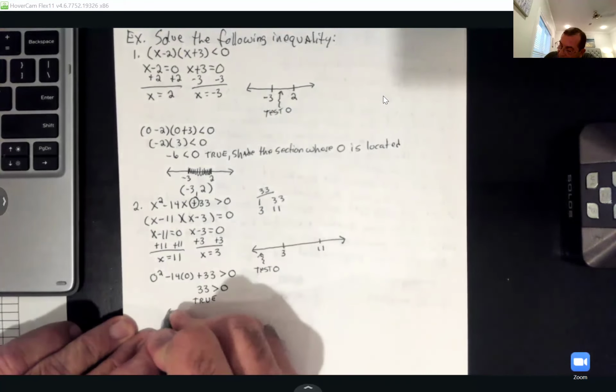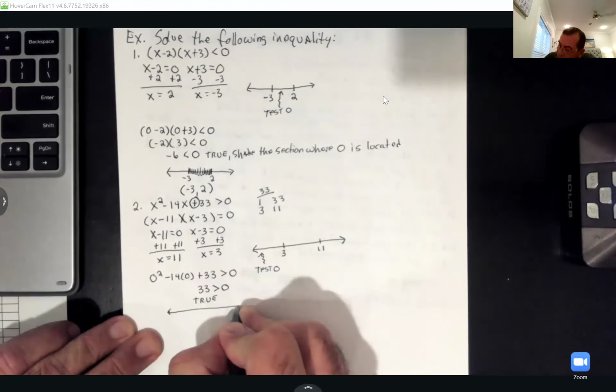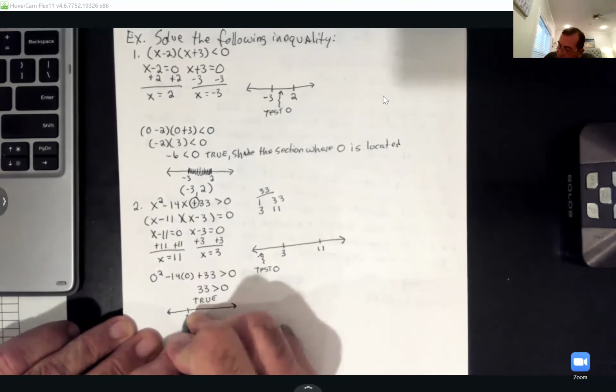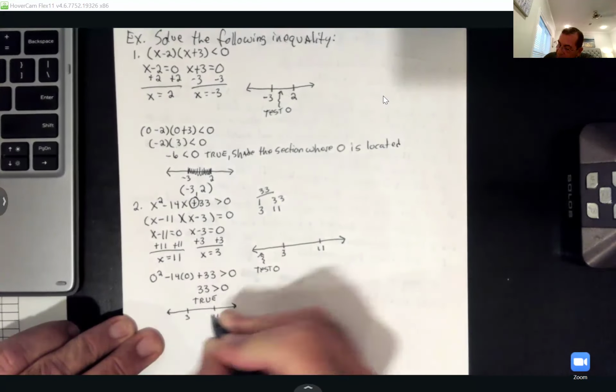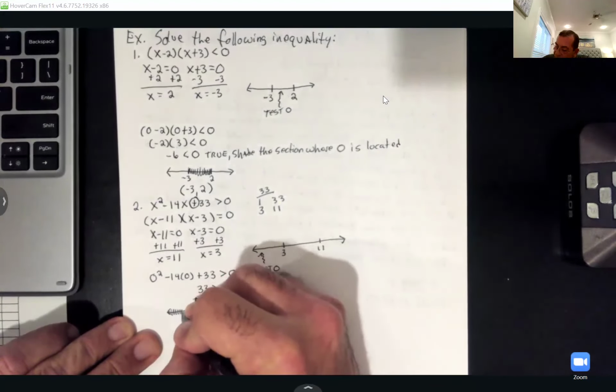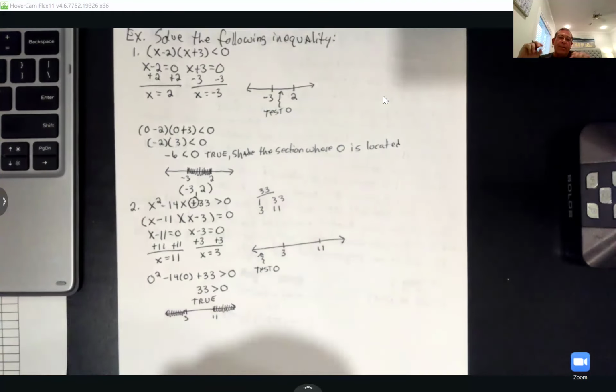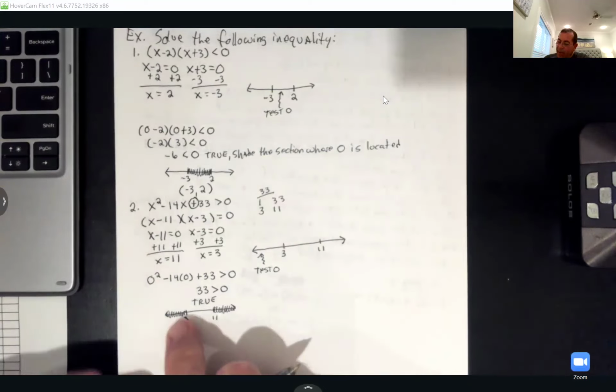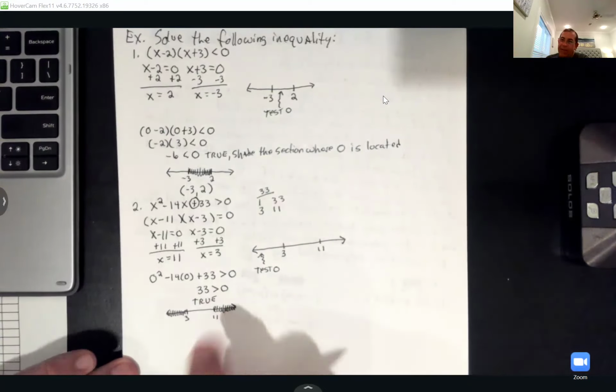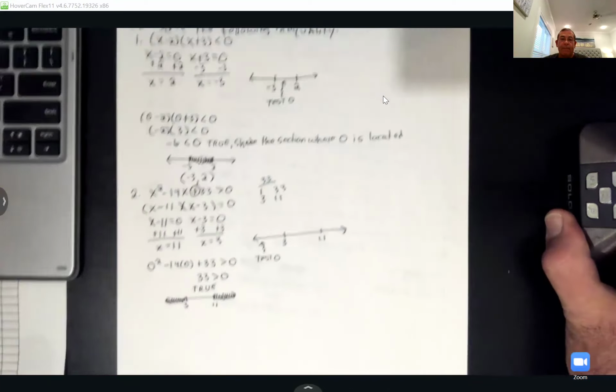So let's see, that'll give us, here's 3 and 11. So we got to shade both the ends here. And y'all, that's the biggest thing you got to remember, that if you shade one end, you're definitely got to shade that other one, okay?